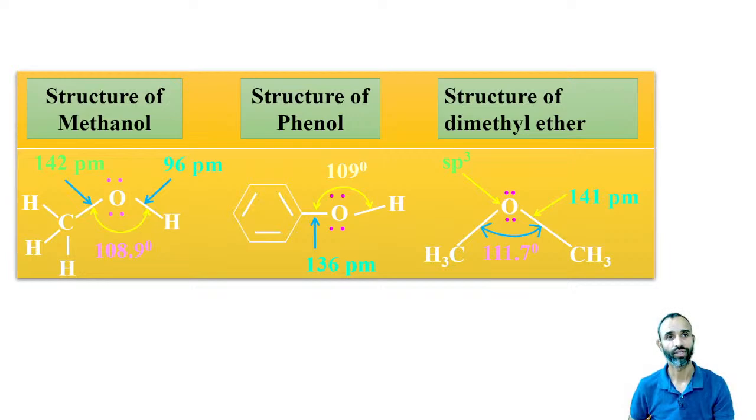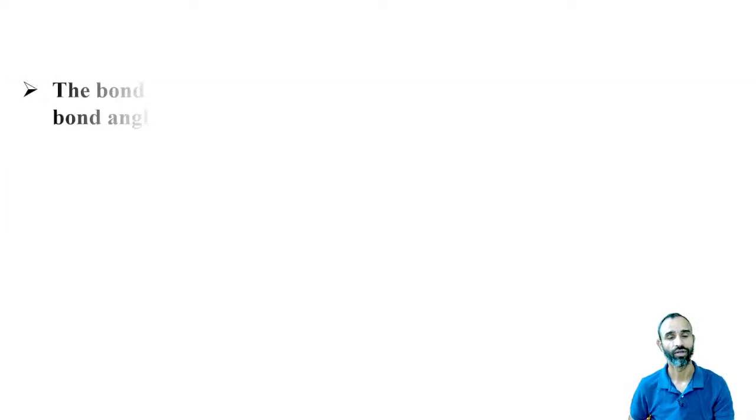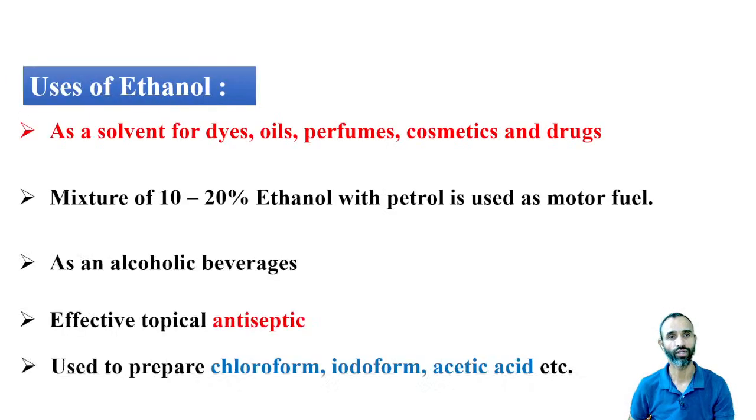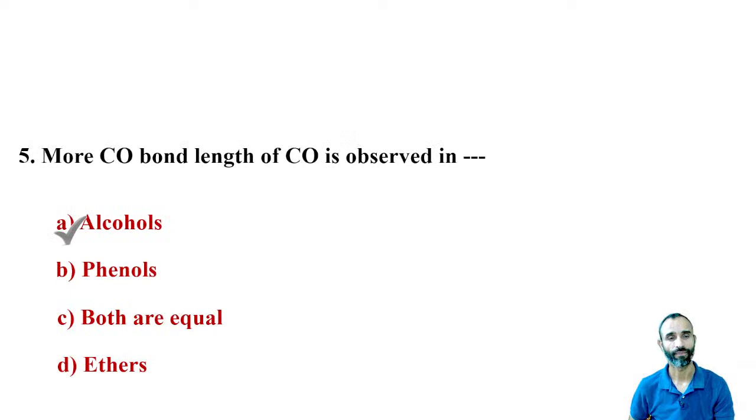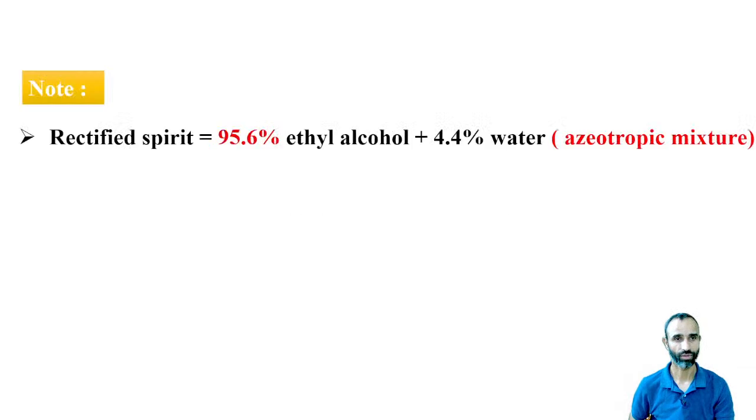Here the values are these. Okay, so what is the C-O bond length in alcohol? Okay, so that means ether.